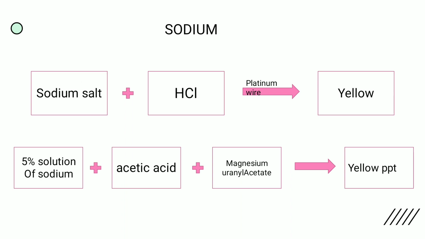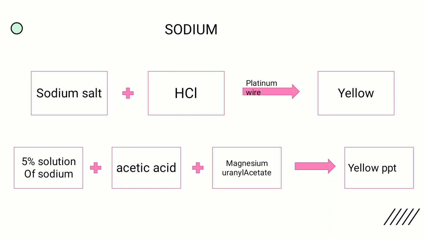Next test for sodium: the sodium salt is reacted with HCl on a platinum wire in a Bunsen burner flame. The flame becomes yellow. So how will we perform it? We take the sodium salt dissolved in water and add some HCl, so the solution of sodium salt is acidified. Then we take a platinum metal wire, put it in the solution for a minute, and then burn it in a Bunsen flame.